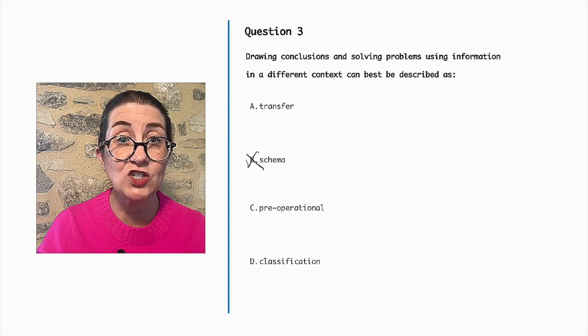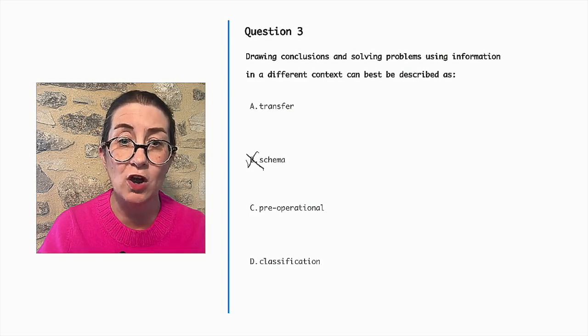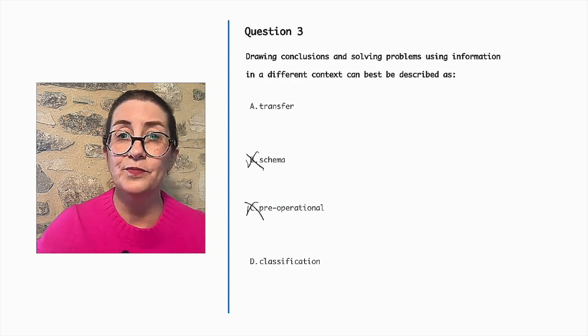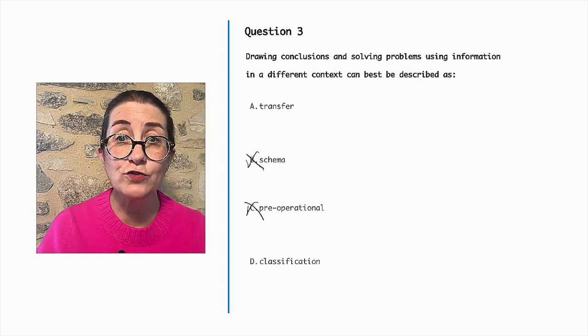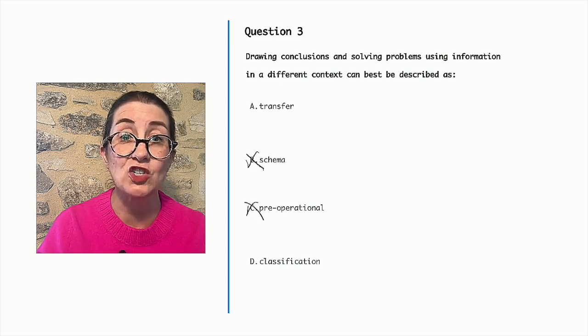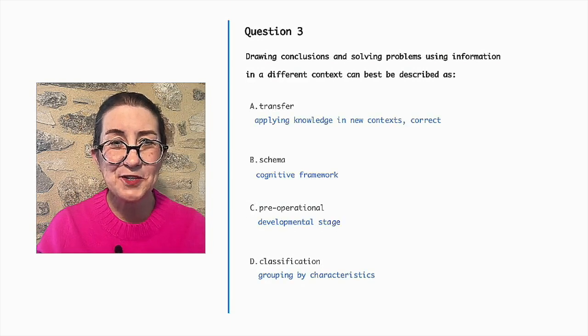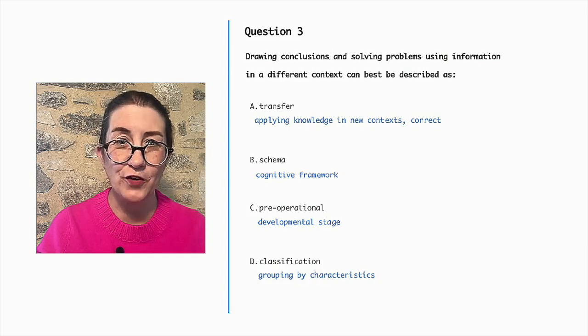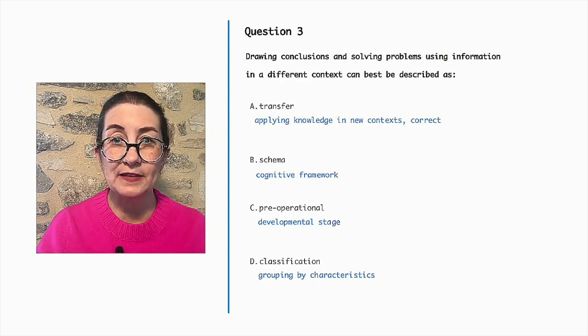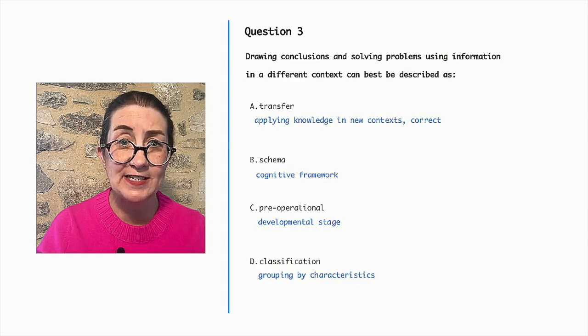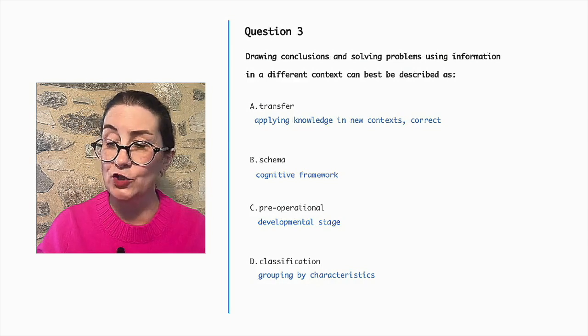Pre-operational is a stage in Piaget's theory of cognitive development, not a process of using information in new contexts. Classification involves grouping objects or ideas based on shared characteristics. Thus, the correct answer here is transfer, which describes the ability to apply learned knowledge and skills to new and different situations.